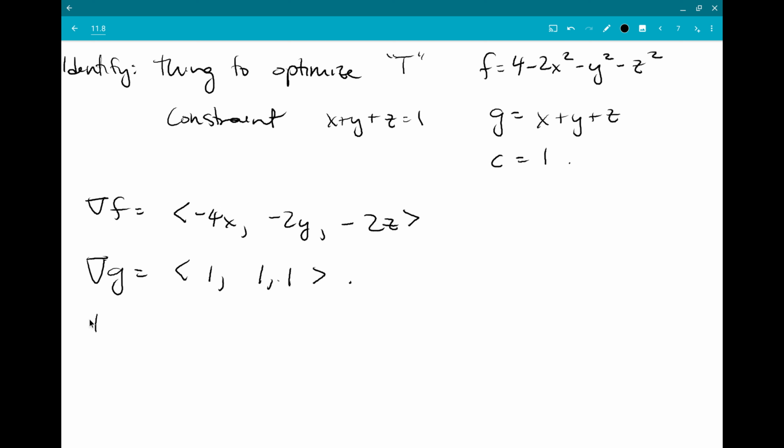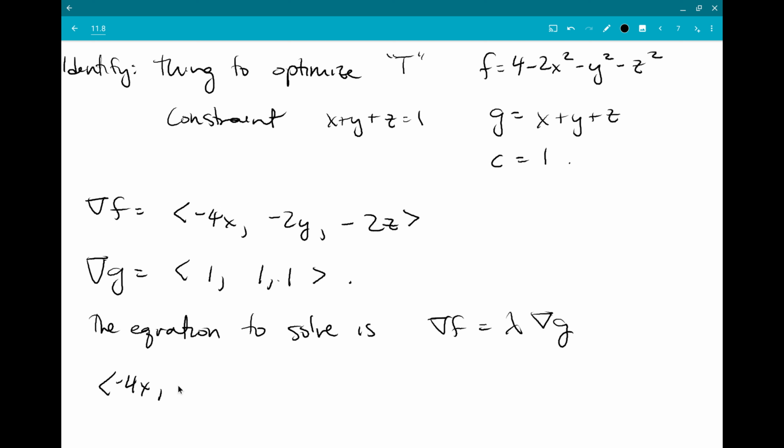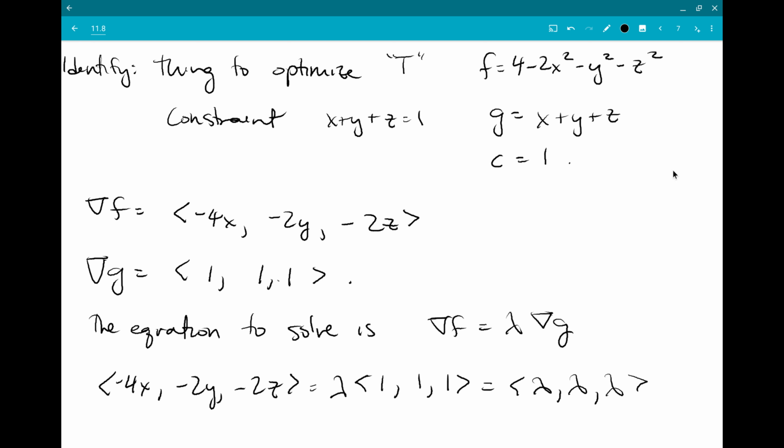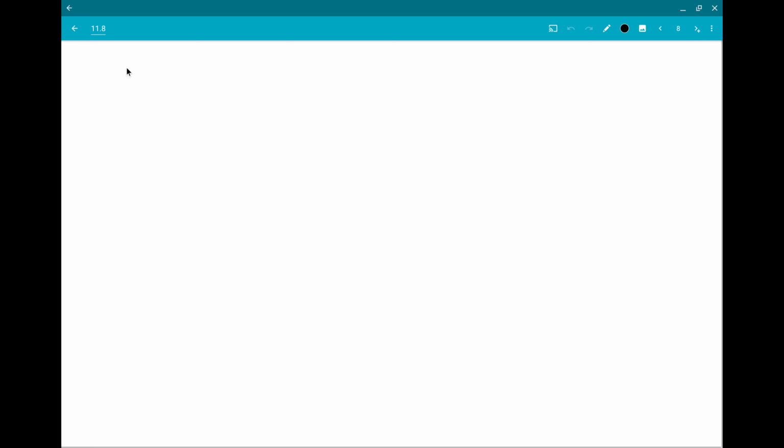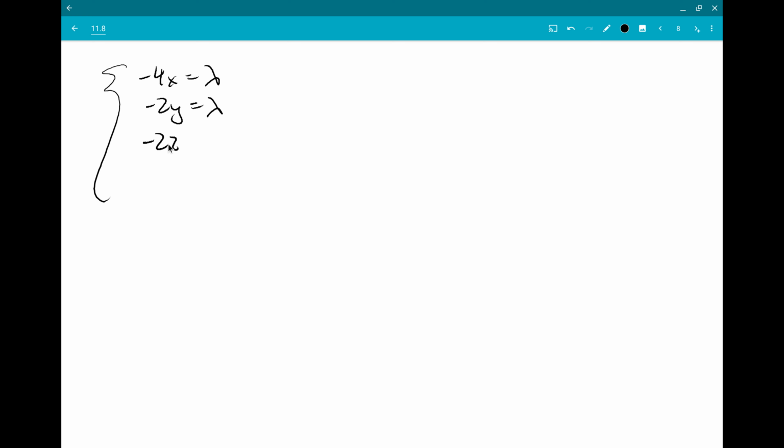And so the equation to solve is grad f equals lambda grad g. That is, I need minus 4x, minus 2y, minus 2z equal to lambda times 1, 1, 1, which is just lambda, lambda, lambda. So that gives me a system of 3 equations. I'm going to have minus 4x equals lambda, minus 2y equals lambda, and minus 2z equals lambda.